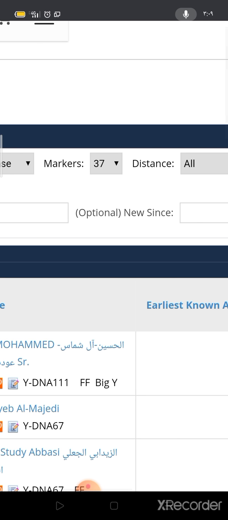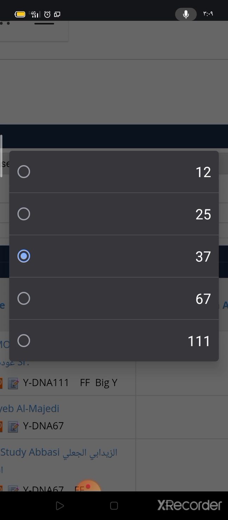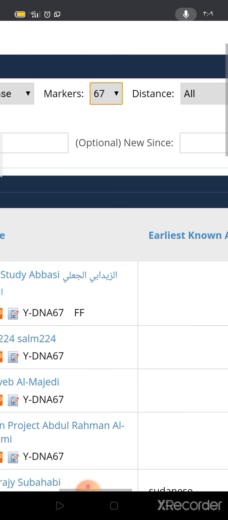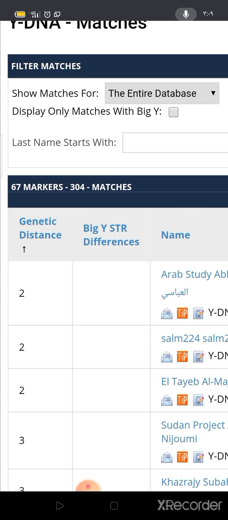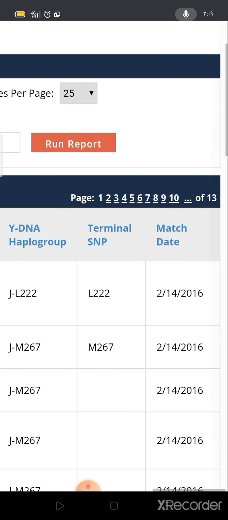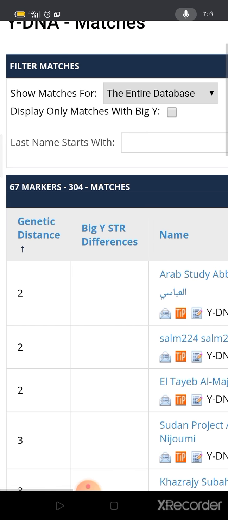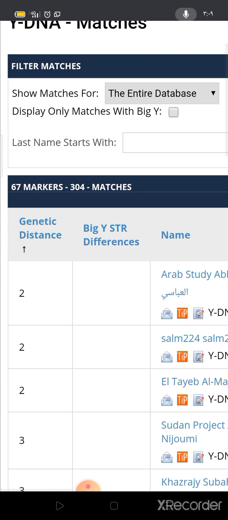Okay. Now we have 67 markers. Now the comparison is also increasing. So 67 markers. Now the matches are 304. The number of pages is 13 also. So it looks like the same here, but we have closer matches.